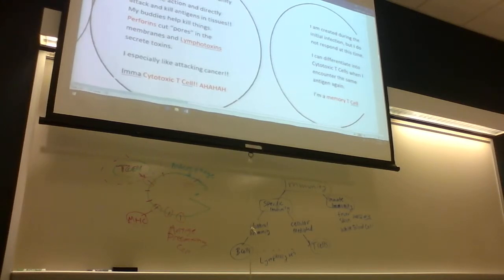This one performs cell-mediated immunity. These are your cytotoxic T cells.